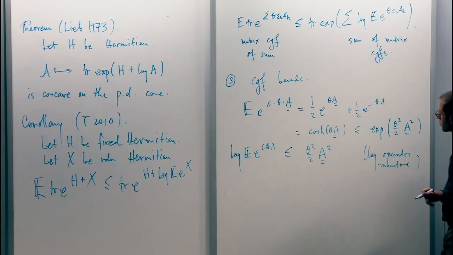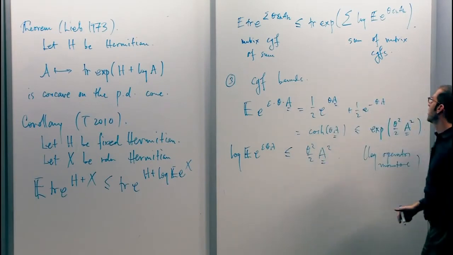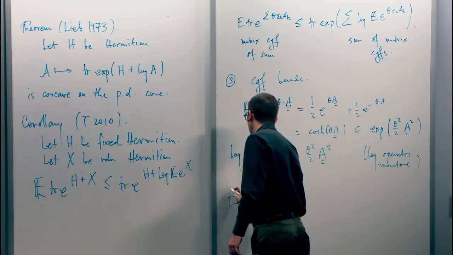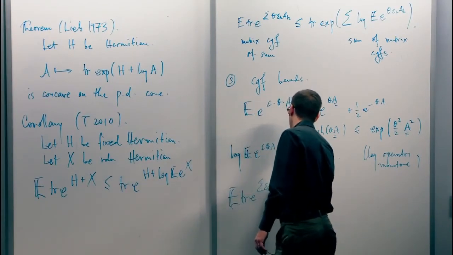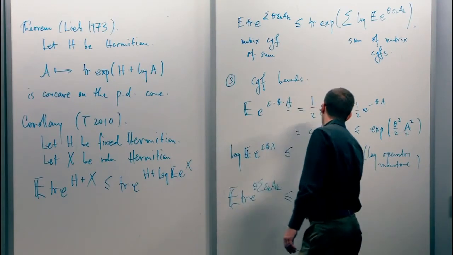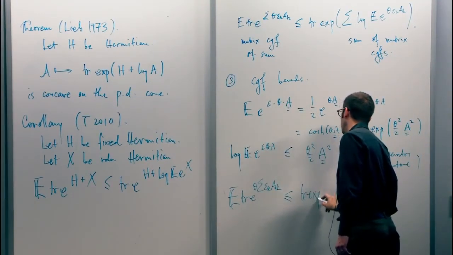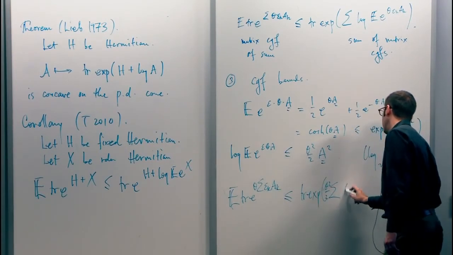Now, we've got a bound for the CGF. It turns out the trace exponential is also monotone with respect to the semi-definite order. And so we can complete this bound by plugging in these estimates here. So we get the trace exponential of the sum of A_k squared.